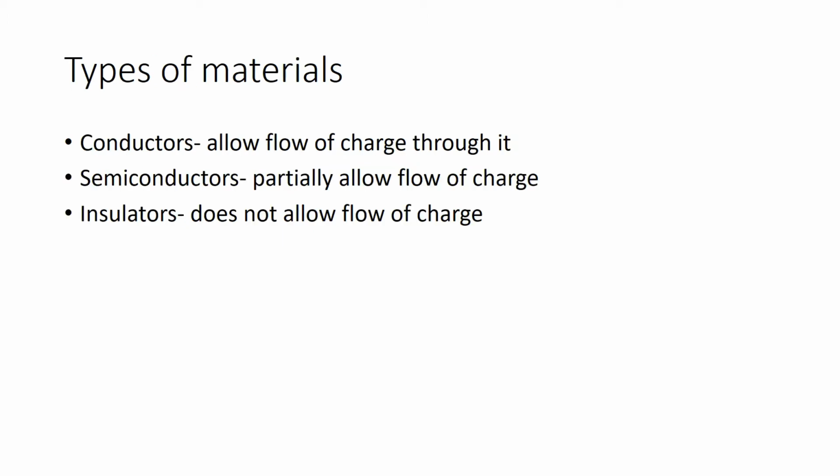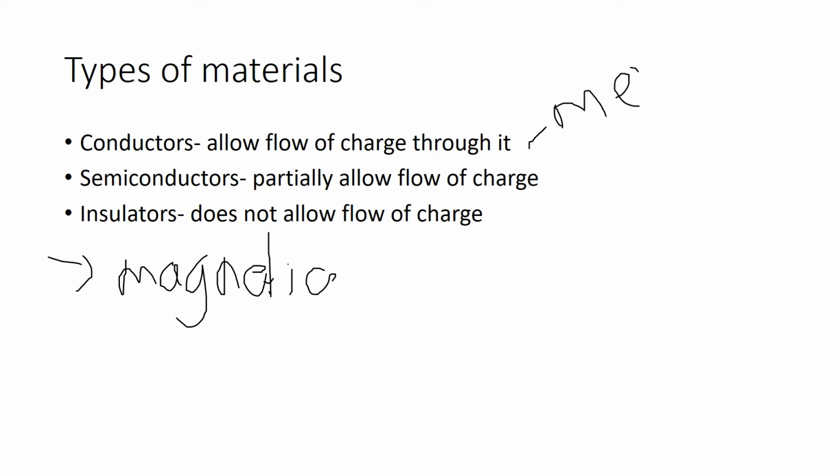Now, in electrical and electronics engineering, we have three main types of materials, which we are going to discuss for today, but we have 4. The fourth one is magnetic materials. So conductors refers to material that allow the flow of charge through them. An example of a conductor is a metal.